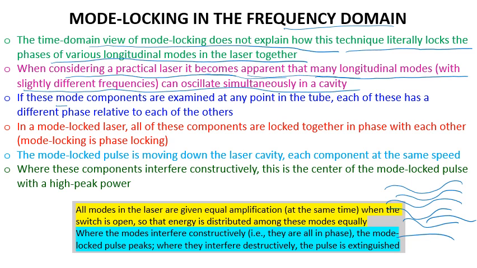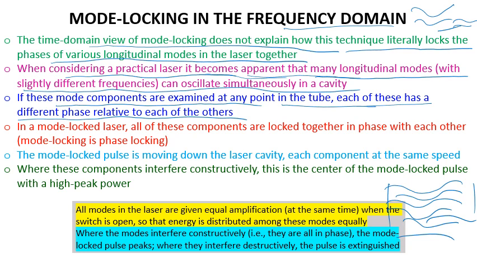If these mode components are examined at any point in the tube, each of these has a different phase relative to each other. As I told you, phases. So in a mode lock laser, all of these components are locked together in phase with each other. So mode locking basically is phase locking. You are locking the phase of these longitudinal waves traveling.